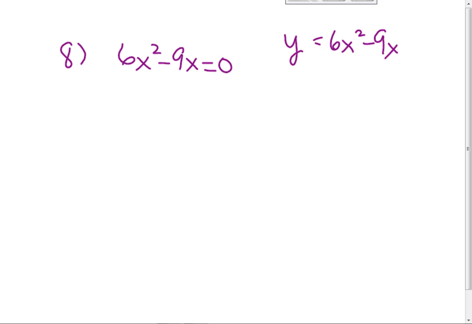Here is 8. It says 6x squared minus 9x equals 0. This came from the parabola. Why did you put X's there? Now I can't do it. Because I just marked it. That's okay. So you get y equals 6x squared minus 9x. If I know where the x-intercepts are, I can make a good guess as to what the parabola looks like. It's not giving me the vertex.